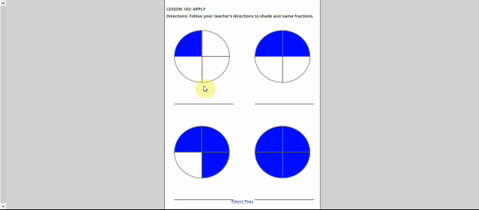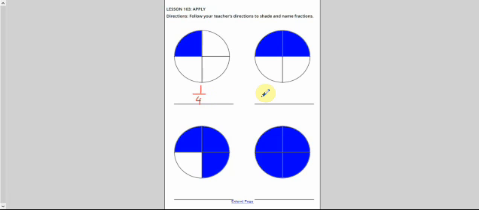How many colored parts in the first one? Yes, I have one part colored. What about the total? How many parts I have in here? I have 4 parts. I have to count all the parts, not only the white one. So in this one, it's 1 out of 4.